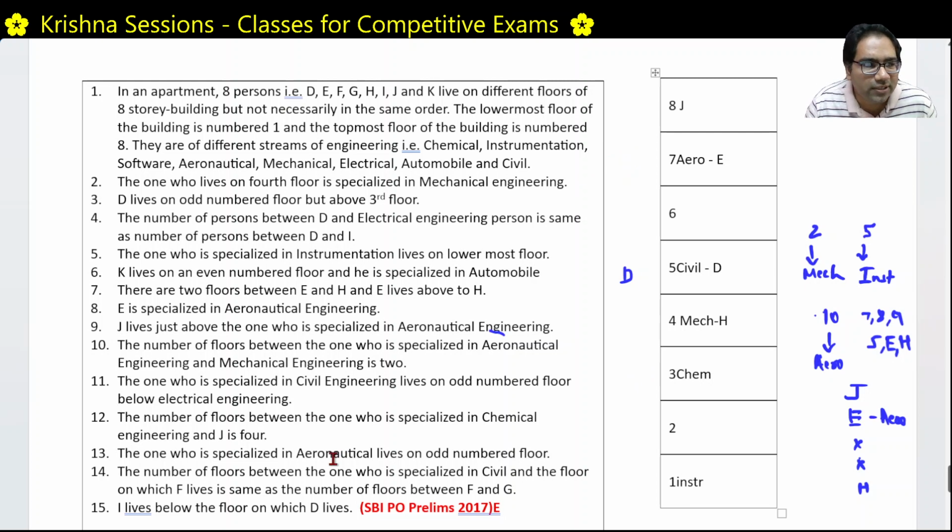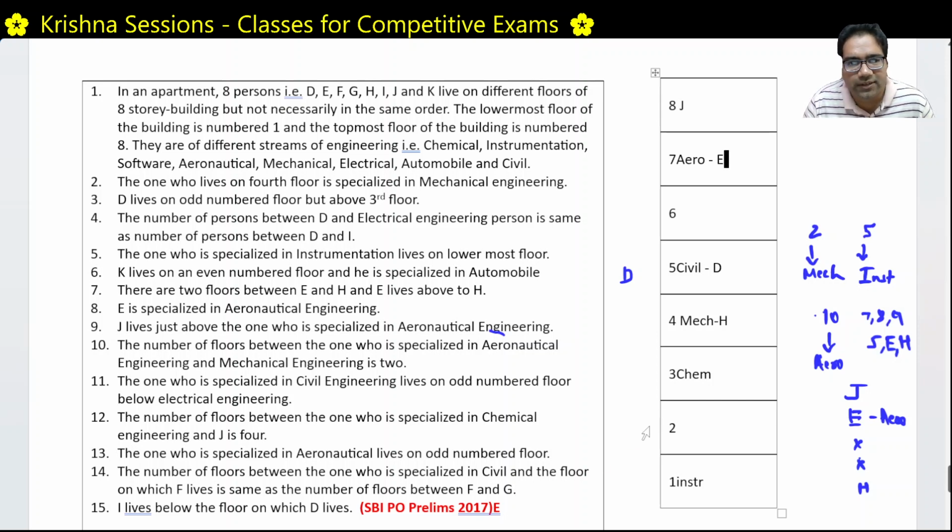Now, what are the other conditions? The one who is specialized in aeronautical lives on an odd number floor, which we have already figured out. This condition we also don't need. The 13th condition, because this guy is supposed to be E and he's already on 7. We have figured that out without this condition also. The number of floors between the one who is specialized in civil and the floor on which F lives is the same as the number of floors between F and G. Very good.